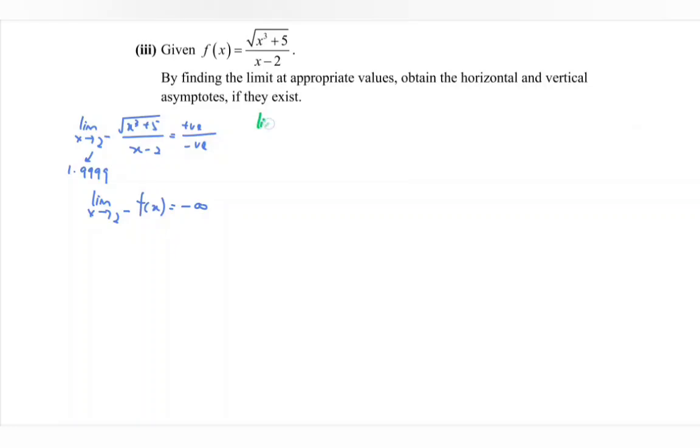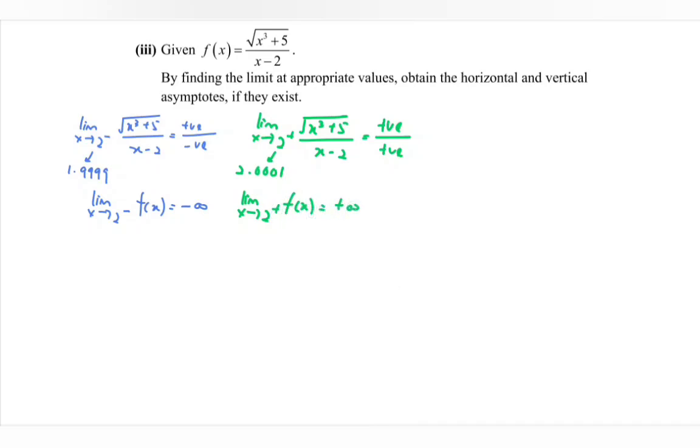Next, the limit as x approaches 2 from the right for the function square root of x cubed plus 5 over x minus 2. If we substitute a value from the right, for example 2.0001, we will have a positive value for the numerator and also a positive value for the denominator. The limit as x approaches 2 from the right for the function f(x) is positive infinity, which means the graph will be increasing as x approaches 2 from the right.